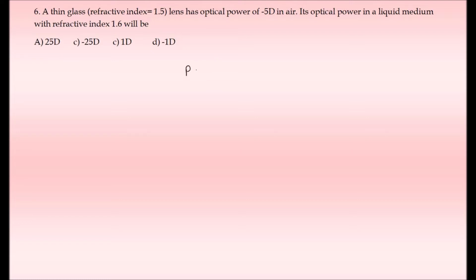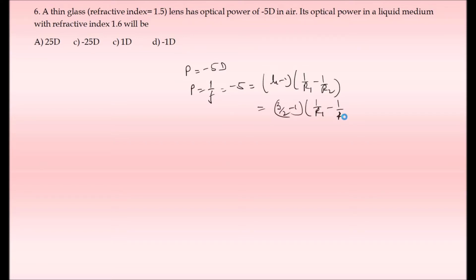So it is given that P is equal to minus 5 D in air. As we know that P is equal to 1 by f, and it is equal to minus 5, which is equal to (mu minus 1) into (1 by R1 minus 1 by R2). So its mu is equal to 1.5. It is (3 by 2 minus 1) into (1 by R1 minus 1 by R2). So we get 1 by 2 into (1 by R1 minus 1 by R2). Our first equation is minus 5 equal to 1 by 2 (1 by R1 minus 1 by R2). This is our first equation.